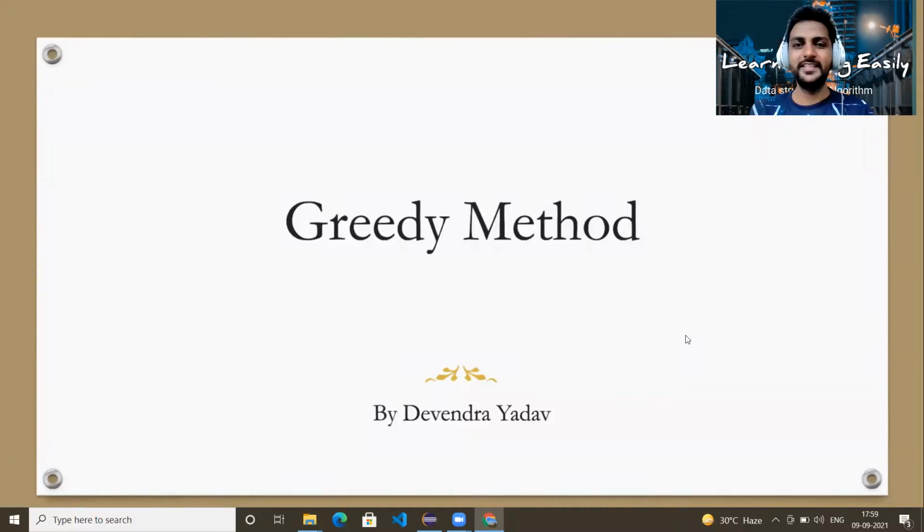Hello everyone. So today we will discuss the greedy method as part of data structures and algorithms. So this is part of the algorithms. In the algorithms, we will discuss searching, sorting, divide and conquer algorithms, greedy method, dynamic programming, and two pointers algorithm. These all come under the algorithms.